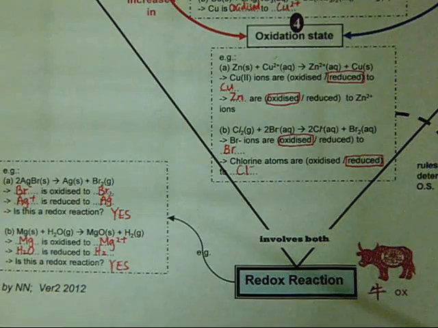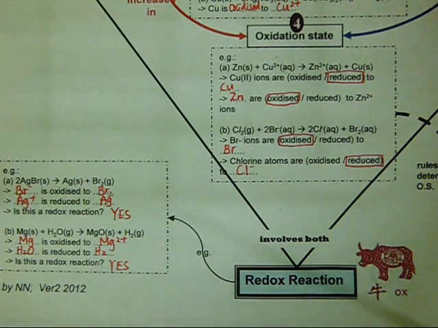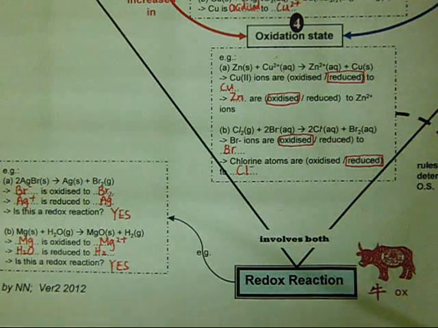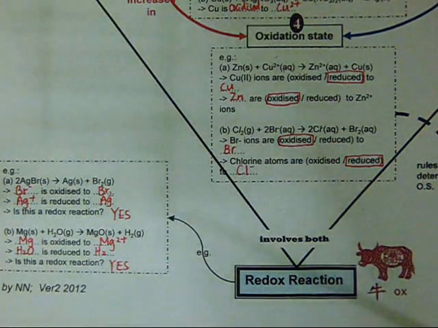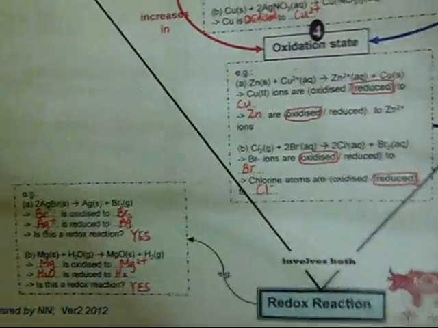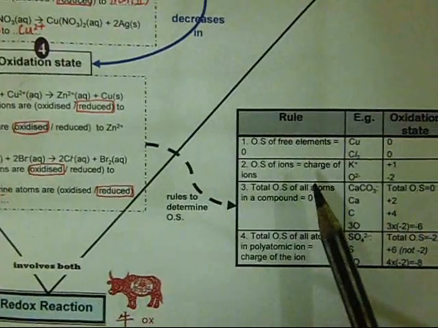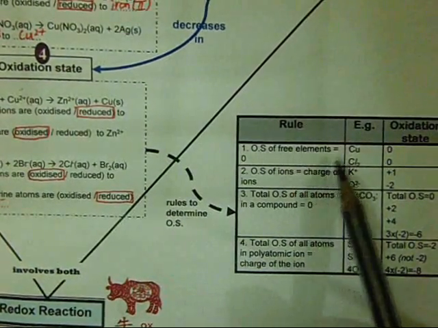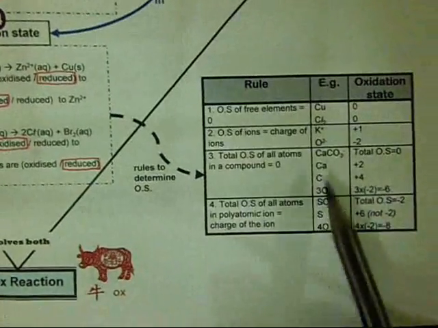So a redox reaction is a reaction whereby oxidation and reduction are taking place at the same time. So oxidation state basically is the same as the charge of an ion. Oxidation state of free elements is 0. So this part you need to know as well.